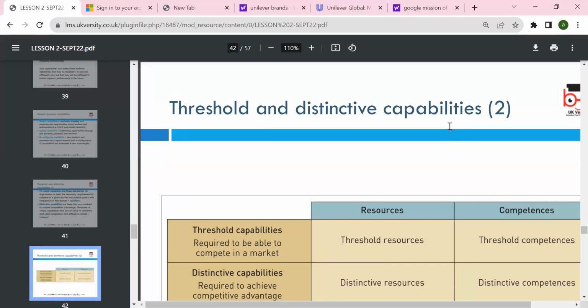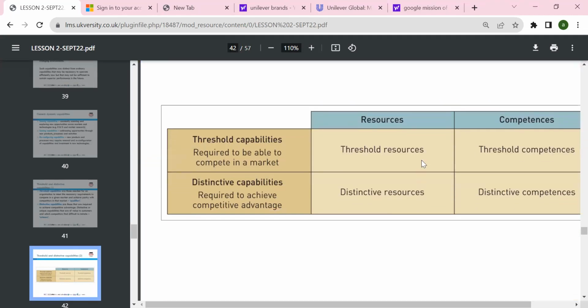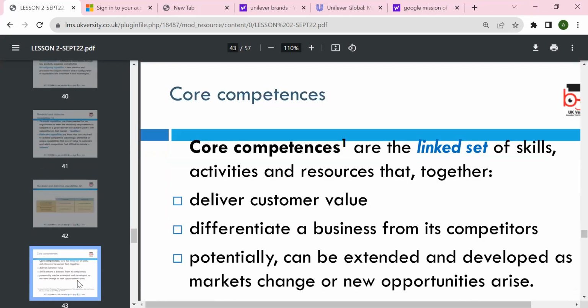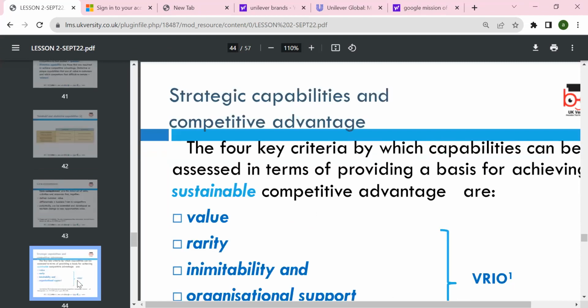So this model is really being explained. Even though we can summarize it in one slide, the details are given. Resources: what is required, what competencies we have to use these resources effectively in our organization. Core competencies can be linked to the activities and resources that together deliver value different from business competitors, and can potentially be extended and developed as the market changes and new opportunities arise.